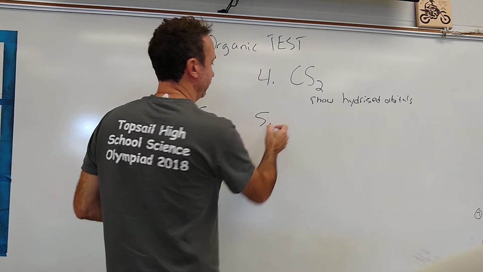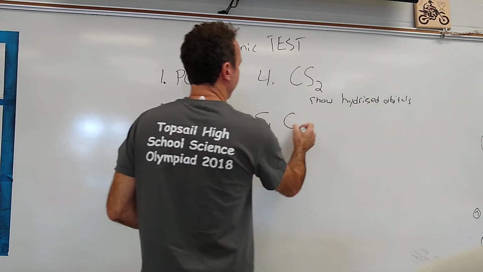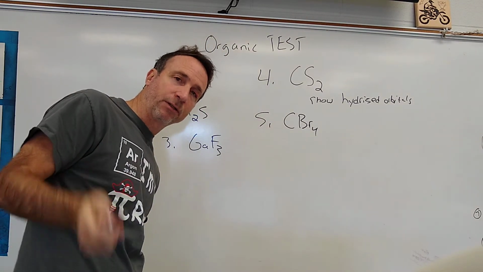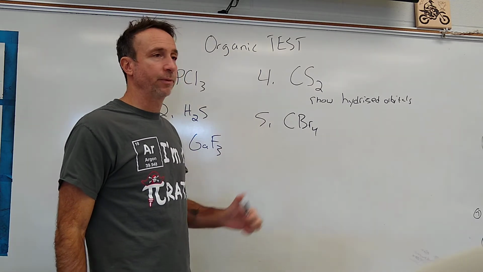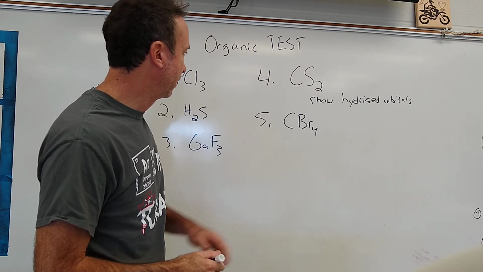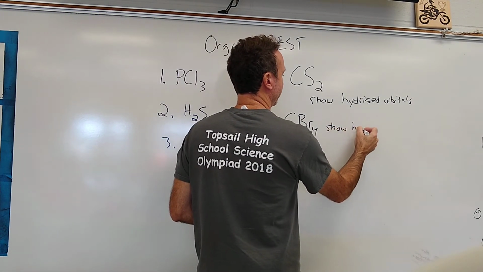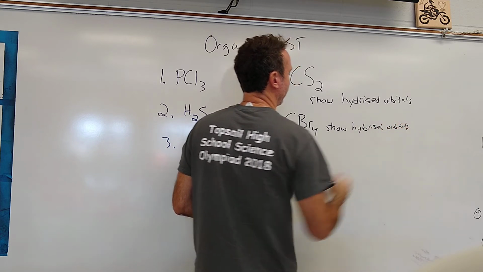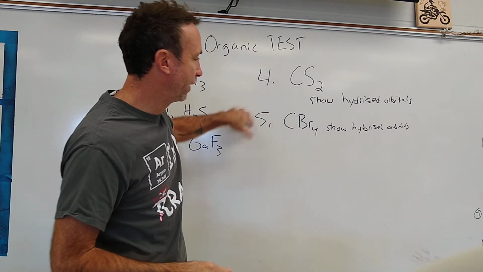Number 5. You have CBr4. Draw it, label all the bonds, include all of the unbound pairs. Label the shape. Is it polar or nonpolar? Okay? And also for this one, since this is a carbon, I need you to show the hybridized orbitals. In other words, I need you to write down the 1s2, 2s2 configuration for 4 and 5.